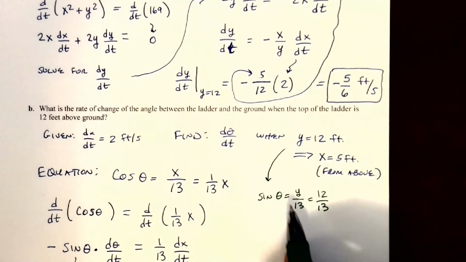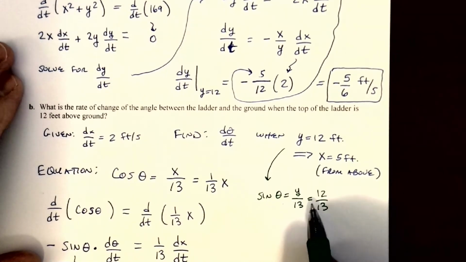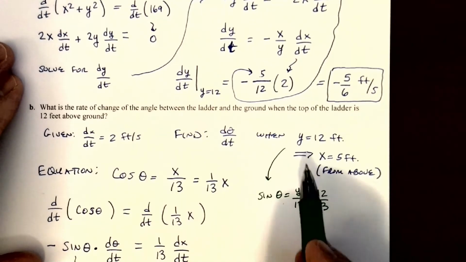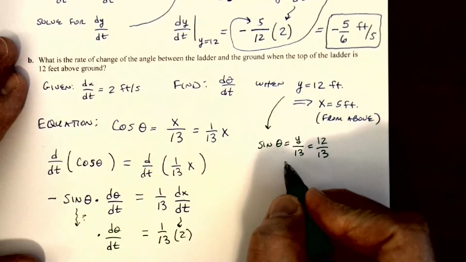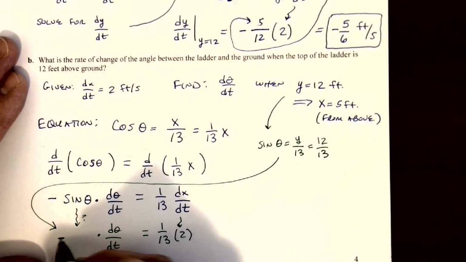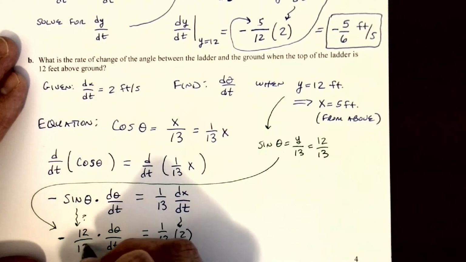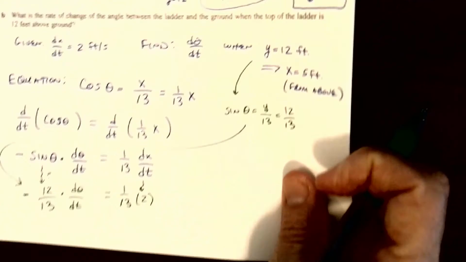I don't even know what theta is right now. I could find it by using the inverse sine function or arcsine of 12/13. But I don't need it. There's no need to find theta because I know sine of theta is the opposite over the hypotenuse. And since I know the opposite side is 12 feet, I know that that ratio is 12/13. So that's going to tell me what to put in for negative what? Sine of theta, negative 12/13. And now if you look at this equation I have down here, I can now solve this for d theta dt.